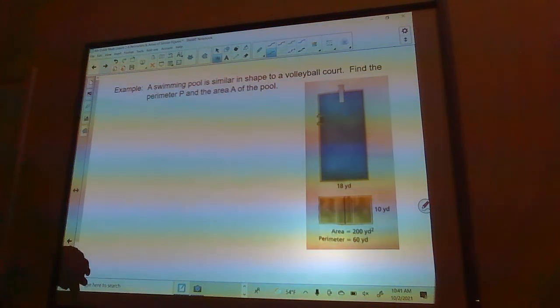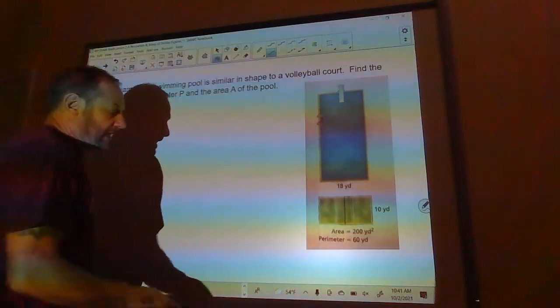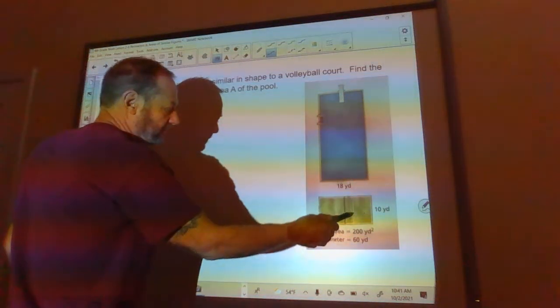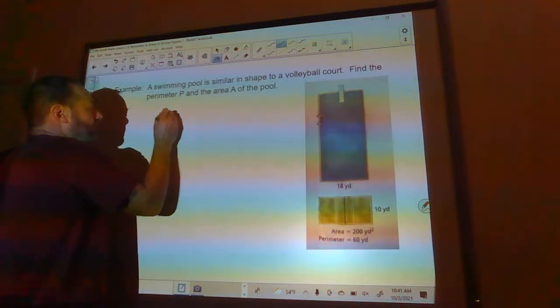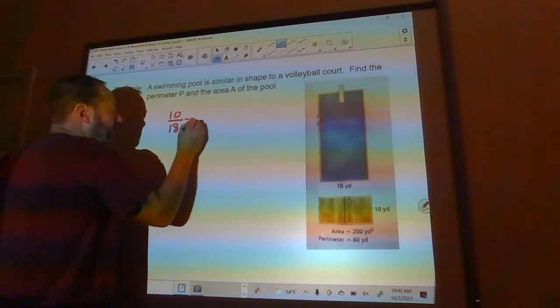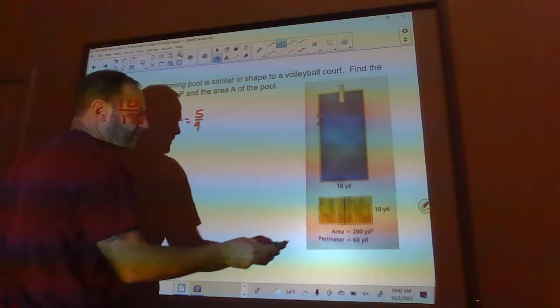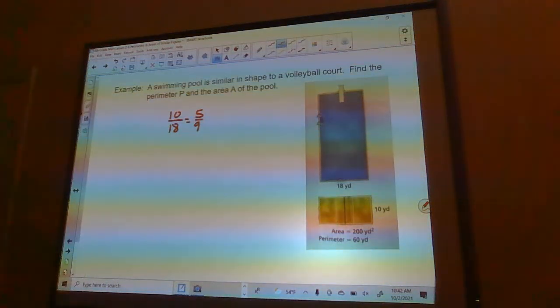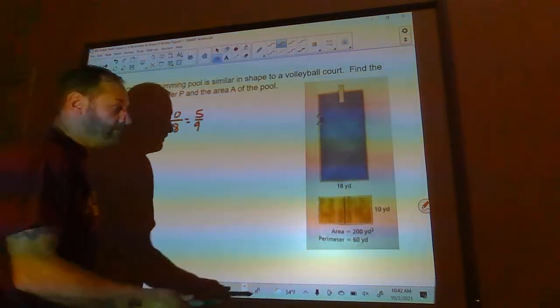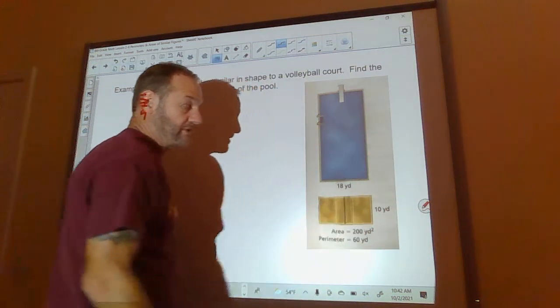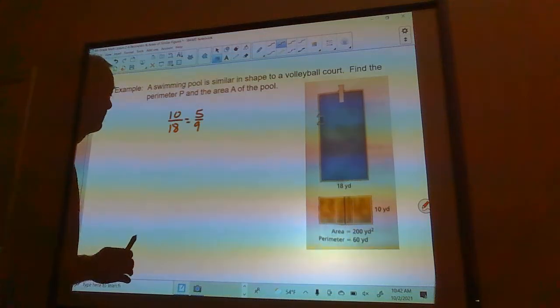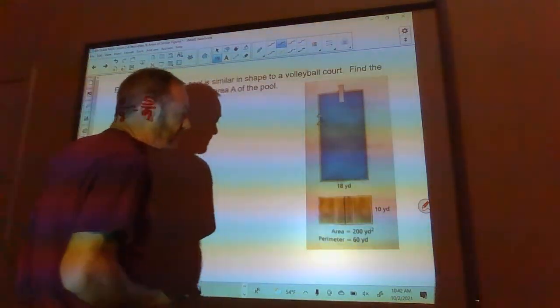Okay, a swimming pool is similar in shape to a volleyball court. Find the perimeter P and the area A of the pool. So here's what we have: two sides that correspond, 10 and 18. So 10 over 18 reduces to 5/9. So the volleyball court is 5/9 the size of the pool. Always check the units too, because that can be tricky. If one of these was given in feet and one in yards, that would change your answer a lot. Fortunately they're both in yards.